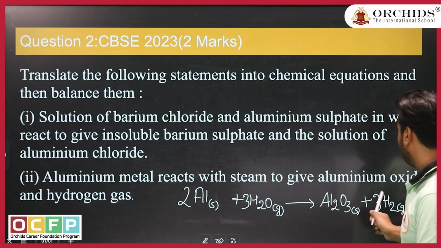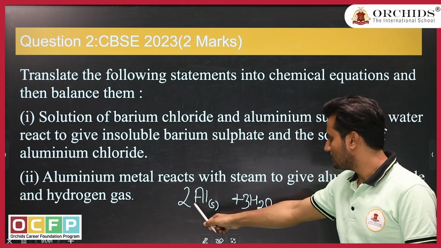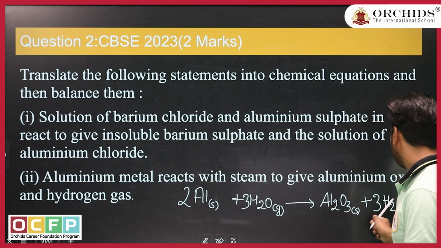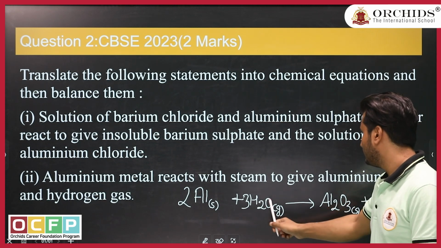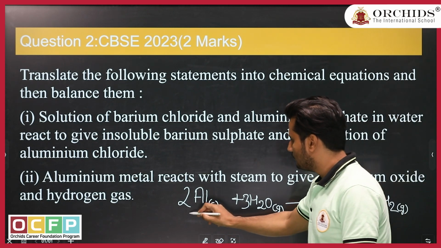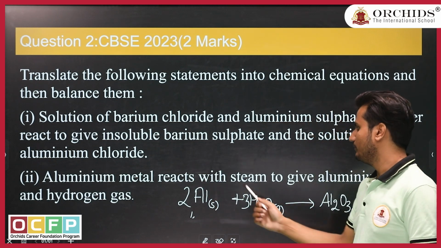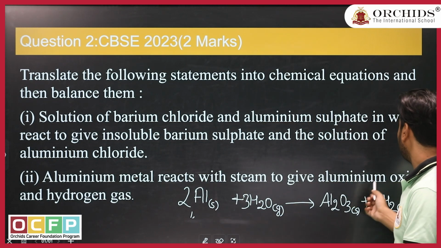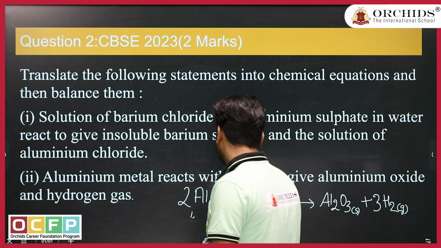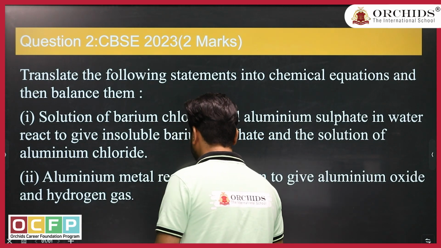Now our equation is balanced, we can check it. 2 atoms of aluminum, 6 atoms of hydrogen, 3 atoms of oxygen. All right, balanced. So this is our balanced equation. Aluminum metal reacts with steam to give aluminum oxide and hydrogen gas. So we will move to our next question.